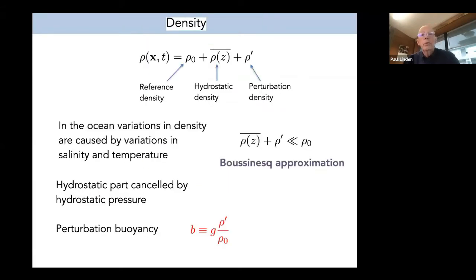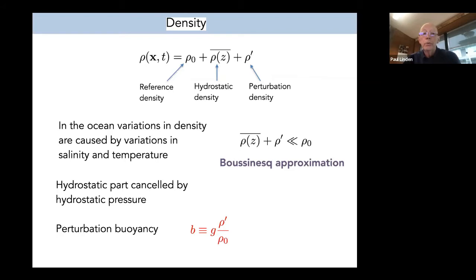So you can see we typically divide up the density field rho, a function of space, a vector x, and time, into three components. One is a constant reference density, rho zero. The second is a vertical variation in density, rho bar of z, where z is vertical, which really is just a result of the hydrostatic structure. And then a perturbation, rho prime, about those two densities.